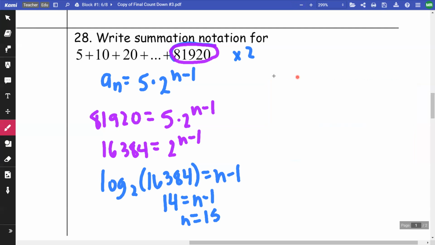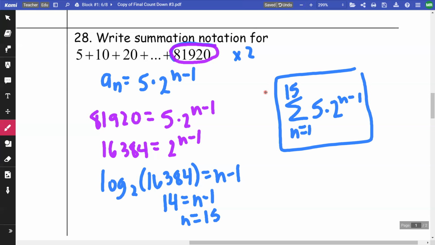Okay, so now the whole reason I did that was to write it in summation notation. So that means I'm going to use my sigma. N equals 1 to 15. That's why I found that. And then my equation is 5 times 2 to the n minus 1. And that is summation notation.